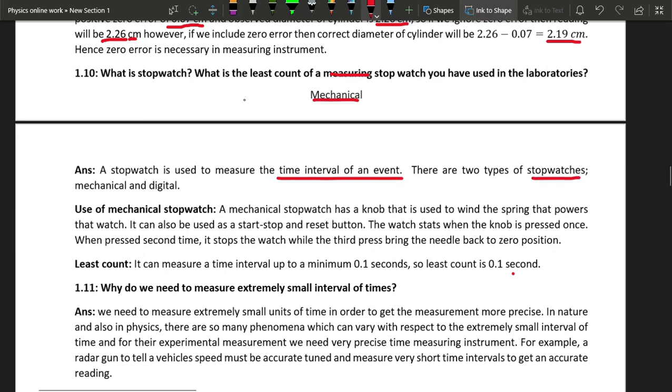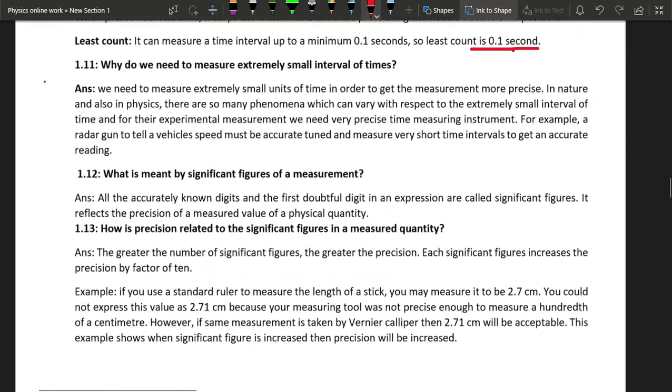Now the question is, what is the least count of the stopwatch? The least count of the stopwatch is 0.1 second. So the minimum time interval that a mechanical stopwatch can measure is 0.1 seconds. Now the next question is, why do we need to measure extremely small intervals of time?